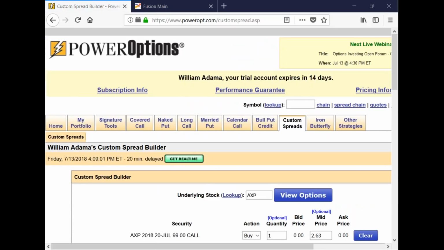All right. Now, this changes the dynamic of the spread a little bit, so we get an extra premium on the position.